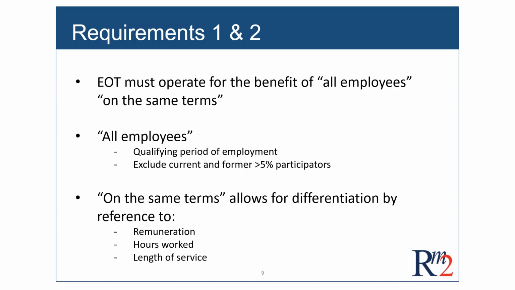Just jumping up to the middle, all employees means that all employees will become beneficiaries of the trust. There are 2 exceptions. One is that you can have a qualifying period for employees before they become beneficiaries, but that is limited to up to 1 year. But also, if you have shareholders who own more than 5% of the equity, they are known as participators, and they are not allowed to become beneficiaries of the trust.